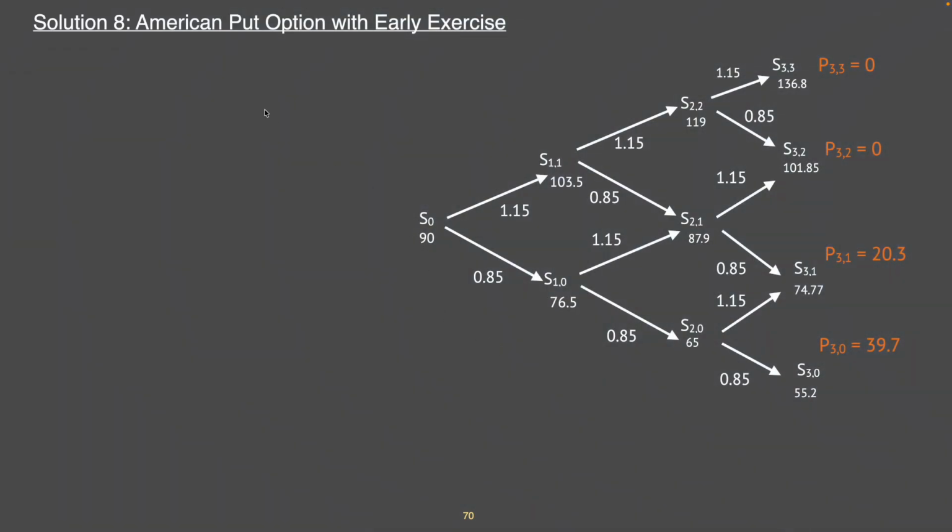Now we will have to calculate the terminal option value. How do you get the terminal option value? Since it is a put option, it is max of strike price minus S33, 0. What is the strike price here? Strike price is 95. So 95 minus 136.8 will be a negative value. So the max of negative value and 0 will be 0. Hence the terminal value of the option will be 0.